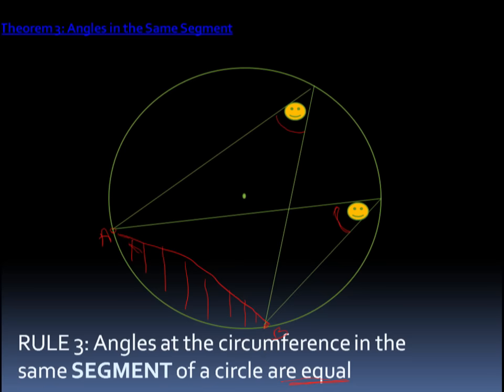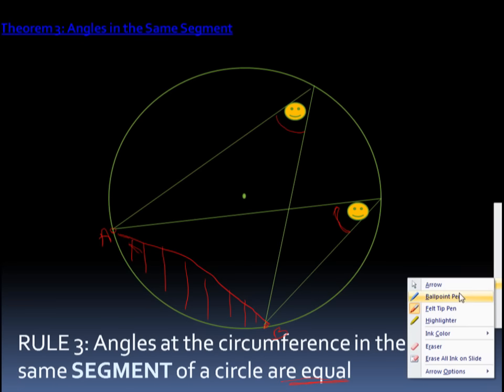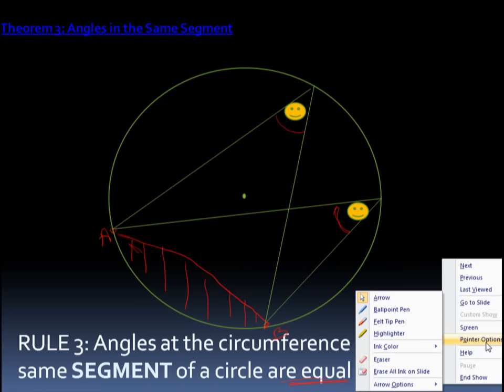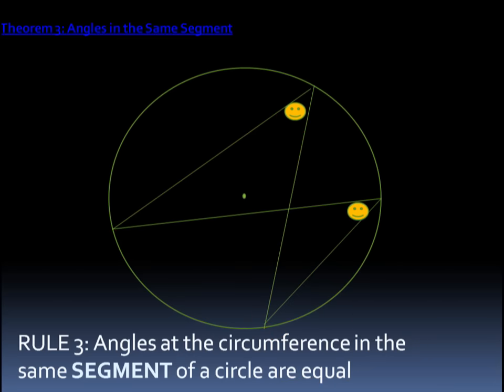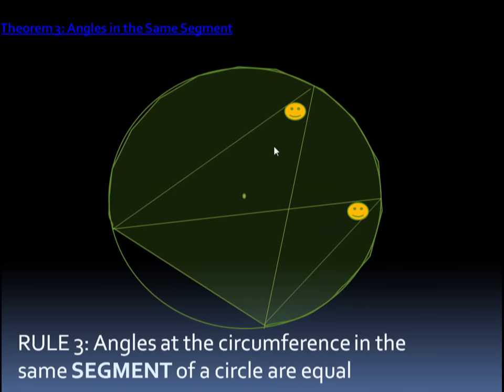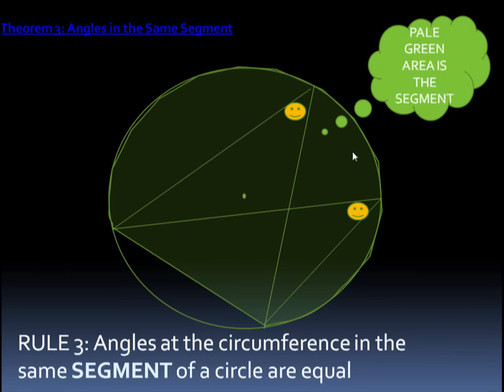Okay, so let's look at that again in another fashion. If you notice, the same two angles that we have here are standing on the same points A and B. We can also see they are actually in the same segment, because this line here cuts the circle into two segments, the minor segment and the major segment. Notice the light blue is the major segment. So these two angles are in the same segment, and angles in the same segment, according to circle theorem 3, are equal. Yep, the pale green area is the same segment.